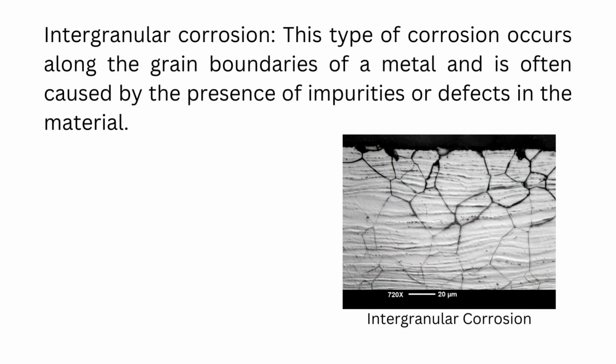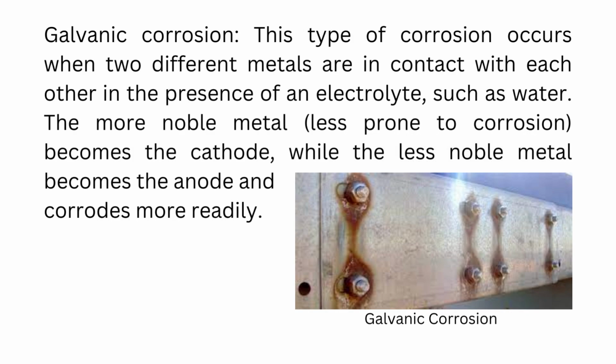Intergranular corrosion. This type of corrosion occurs along the grain boundaries of a metal and is often caused by the presence of impurities or defects in the material. Galvanic corrosion. This type of corrosion occurs when two different metals are in contact with each other in the presence of an electrolyte, such as water. The more noble metal, less prone to corrosion, becomes the cathode, while the less noble metal becomes the anode and corrodes more readily.